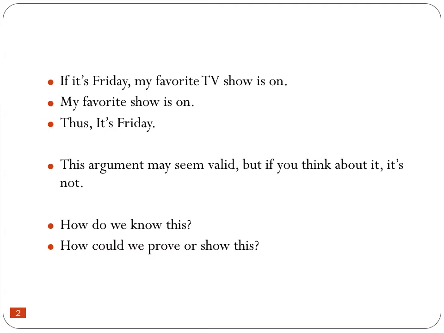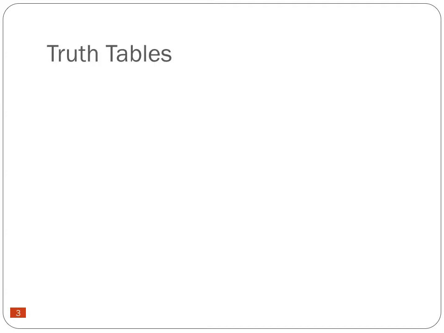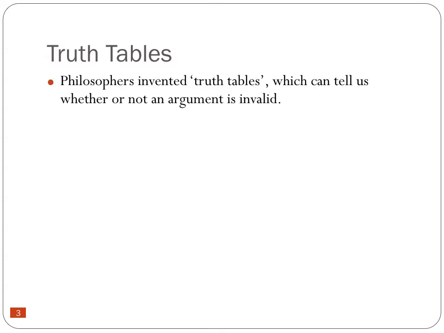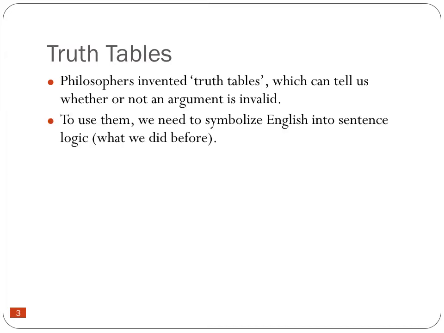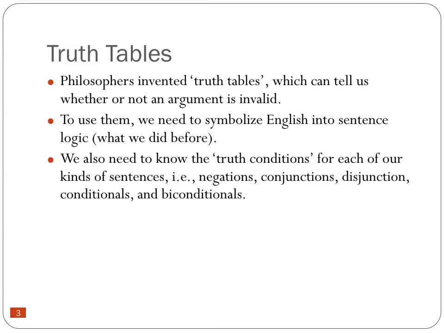But what logicians have done is come up with a formal way to determine validity. So they invented these truth tables. We can credit Ludwig Wittgenstein, an Austrian philosopher, with laying down the foundation for this truth table validity test. And they can tell us whether or not these arguments are invalid. But to use them properly, we have to symbolize English into sentence logic, which we have done before. We also need to know the truth conditions for the kinds of sentences: the negations, conjunctions, disjunctions, so or statements, conditionals, the arrow or horseshoe statements, and the biconditionals.